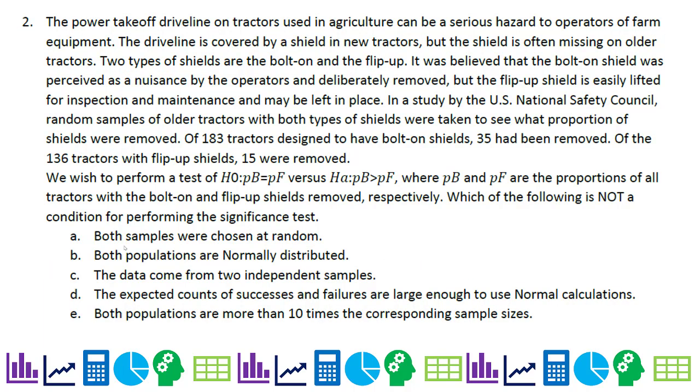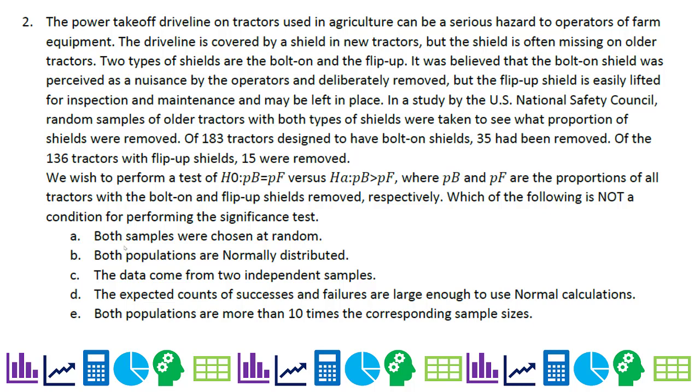Number 2, the power takeoff driveline on tractors used in agriculture can be a serious hazard to operators of farm equipment. The driveline is covered by a shield in new tractors, but the shield is often missing on older tractors. Two types of shields are the bolt-on and the flip-up. It was believed that the bolt-on shield was perceived as a nuisance by the operators and deliberately removed. But the flip-up shield is easily lifted for inspection and maintenance and may be left in place.